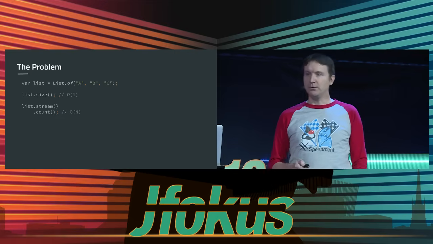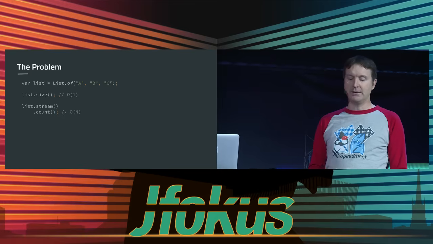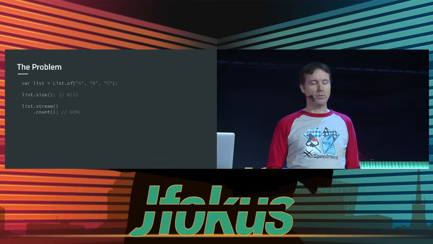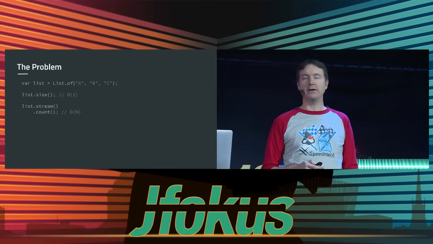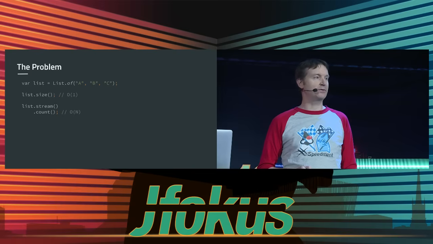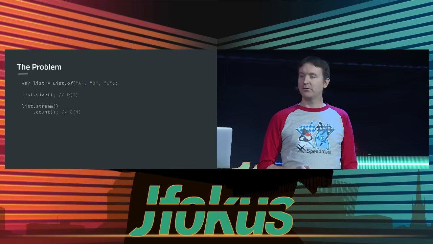But if we do the other way, if we create a stream and count it, it's actually order n. So if we have 1 element, we will iterate 1 time, but if we have 1 million elements, we will iterate 1 million times. And that's bad. So that is part of the problem.